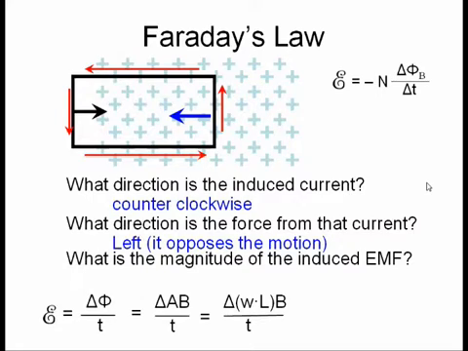Right, now I can do a little math trick here. I know the change in distance over time is velocity. So I end up with an equation of BLV. B is the field, L is this side of the loop that does not change, and V represents these sides that are changing. End of notes.